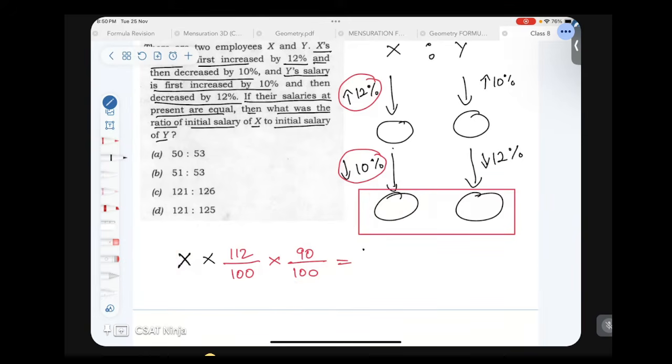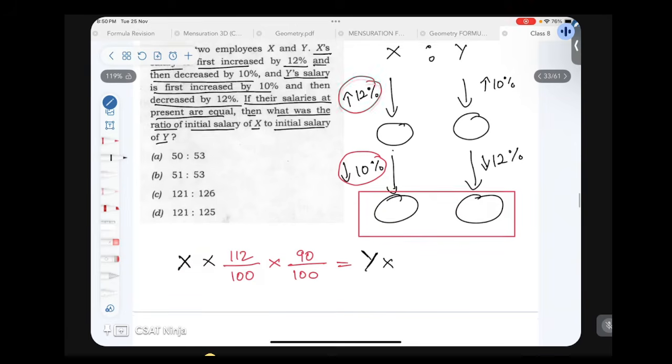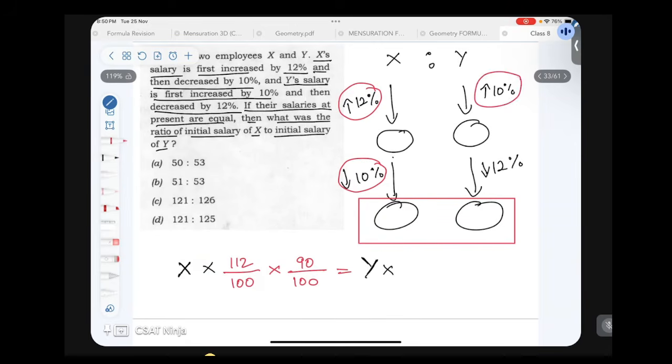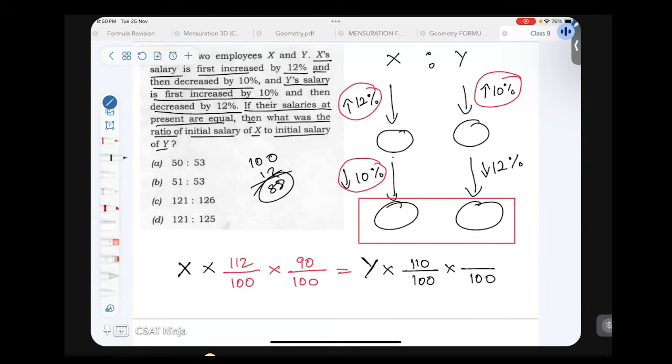Same thing goes for Y. Y's salary is increased by 10%. Increased. That means earlier it was 100. If it is increased by 10%, can I write 110 into, now the salary is being decreased by 12%. That means decreased by 12% will be how much? If it was 100, and if it is decreased by 12%, can I say it's 88? So it has become 88 there. Earlier it was 100. Because of the decrease of 12%, it has become 88 there. Okay, this is what we have.